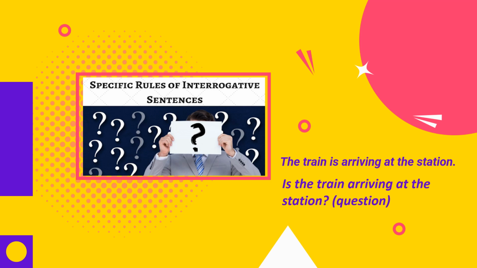The next one is the specific rules of interrogative sentences. So apart from everything that we have learned so far, there are a few specific rules of interrogative sentences. For example, the train is arriving at the station. Here is the helping verb. So it will come at the starting, at the beginning of the sentence, and the rest will be as it is. Is the train arriving at the station? Then question mark.